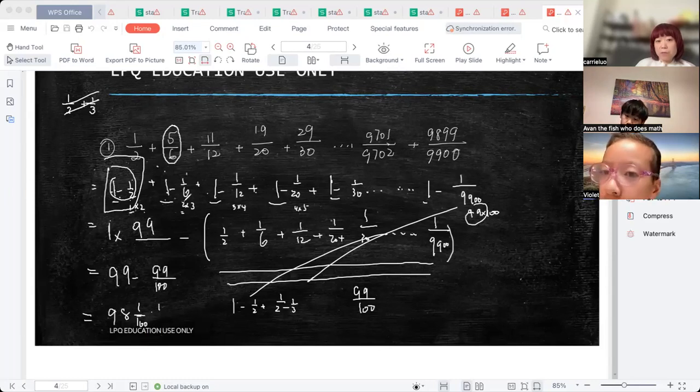So 1 minus 1 over 6. So 6 equals 2 times 3. But you see how many ones are there? 2 ones, right? So 1 over 12 equals 3 times 4. So how many ones are there? 1, 2, 3. So see, it's always the first multiplication number that represents how many ones there are.